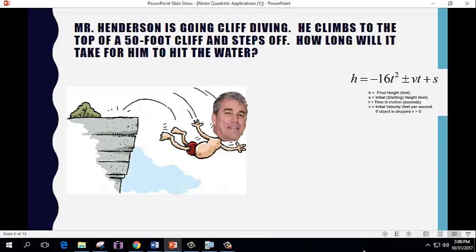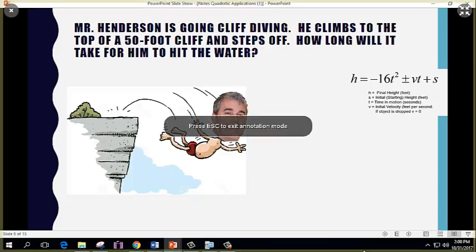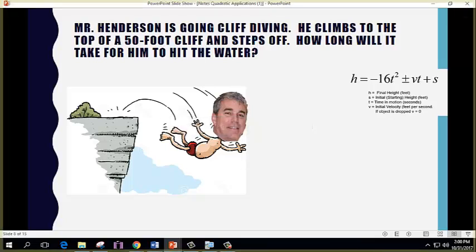So now let's go through and identify what our parts are to the negative 16t squared plus or minus the v, t plus the s. So I look and I see, okay, he climbs to the top of a 50-foot cliff and steps off. So he's literally just walking off. So he doesn't have an initial velocity. So this part of the equation, we can actually just forget about.